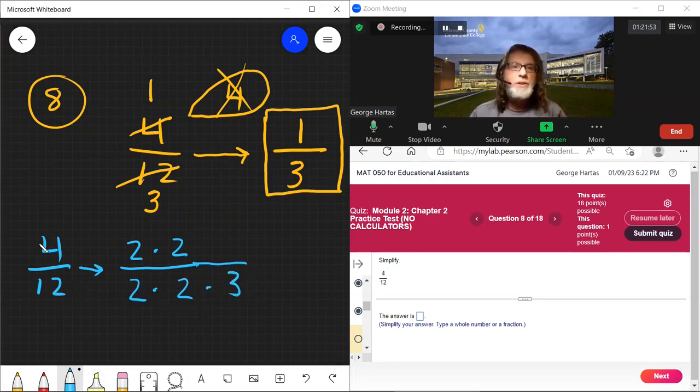Okay, so we broke these numbers down into their prime numbers. 2 times 2 is 4. 2 times 2 times 3 is 12. Now that we did that, we can look and see that we have the same number on top and bottom. And recall from that property that we looked at at the beginning of the video, whenever you have 2 numbers over each other, it's 1, because 2 divided by 2 is 1. Same thing here. So these cancel out. So what do we have left?